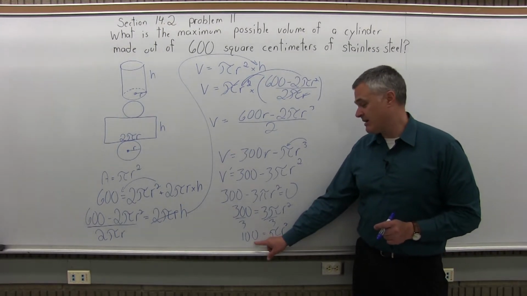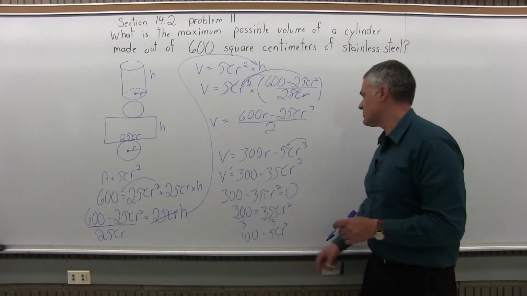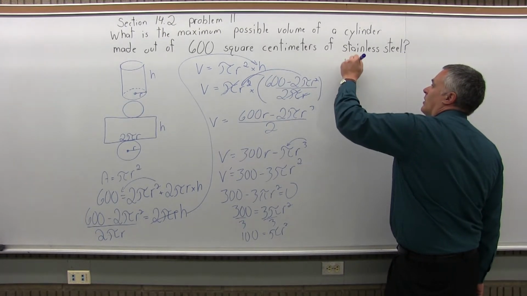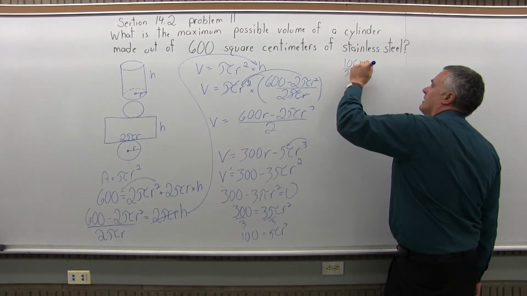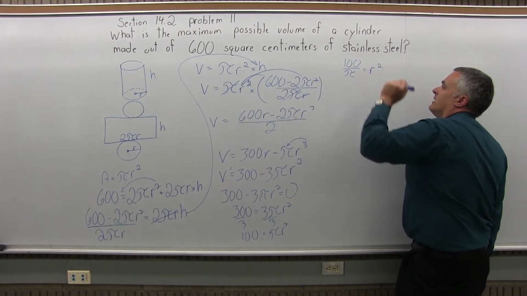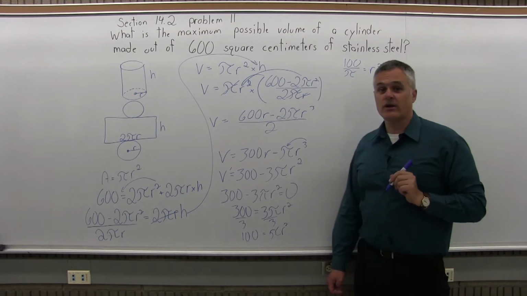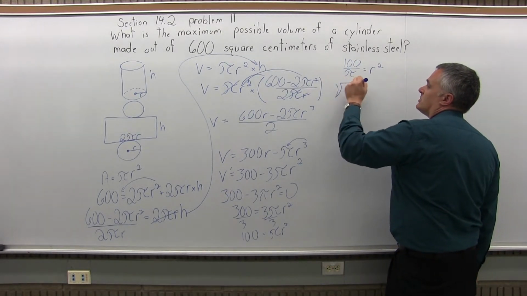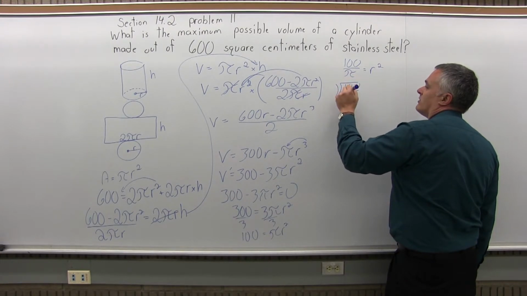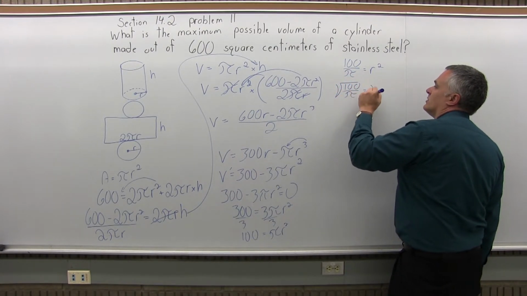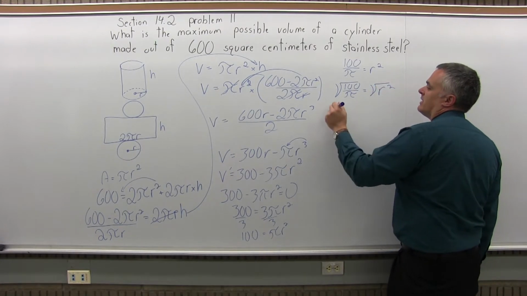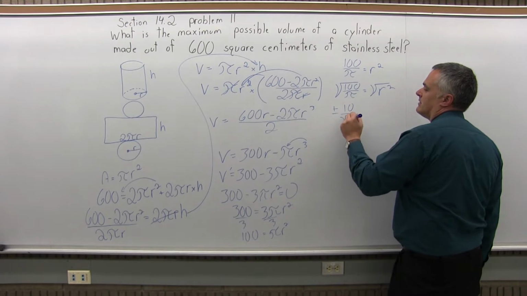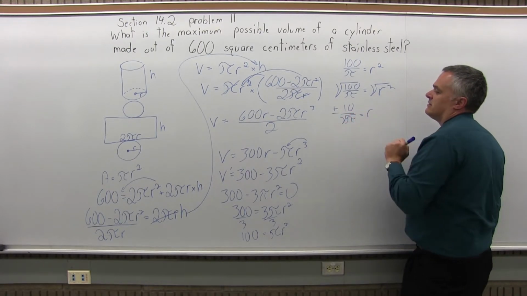I can actually divide by pi. I could have done it in one step. I saw the 3's first. So I will do 100 over pi equals r squared. Now, I want r, not r squared. So I'll do square root of both sides. So square root of 100 over pi equals square root of r squared. And what I wind up with is plus or minus 10 over root pi equals r.